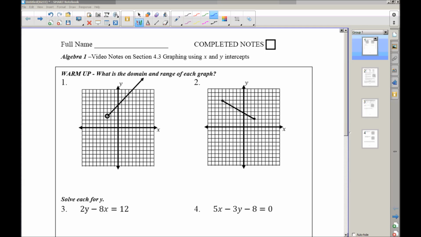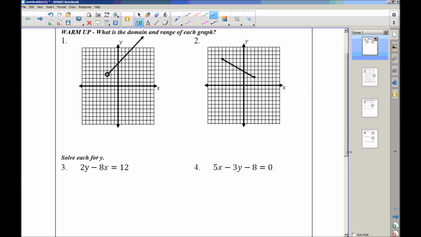Today we are covering section 4.3, graphing using x and y intercepts. All right, so your warm-up today said, what is the domain and range of each graph? So we have domain and range. Remember, domain is the list of all the inputs, and range is the list of all the outputs.